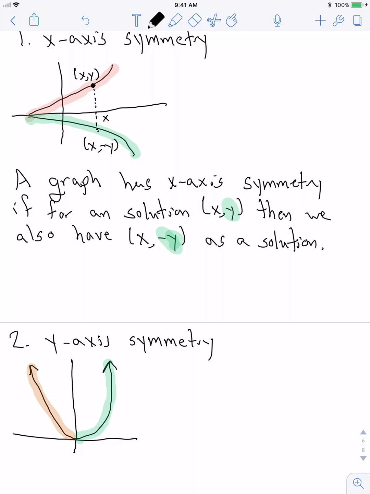And so we have a similar sort of test here. If we pick any y value, maybe we'll call this point here (x, y), then we can travel along the same y value and hit the opposite point, (negative x, y), on the other side. So we have to have both these points here. And you see it's very close to x-axis symmetry, just with the roles of x and y reversed.